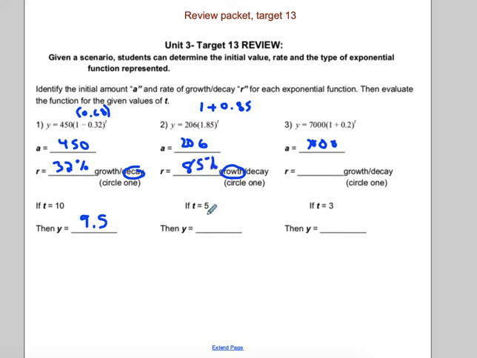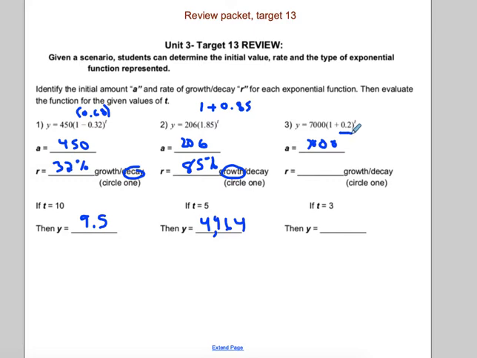If you plug in 5, I got, so it's growing, it's going to get larger than 206. It actually gets quite larger. You're almost doubling it every time. 1.85 is almost double. I got 4,464.